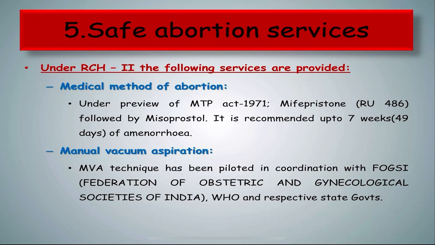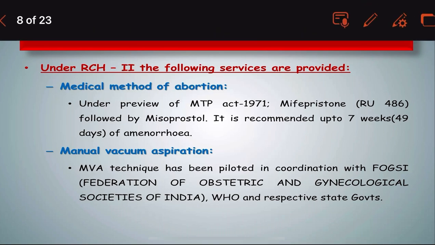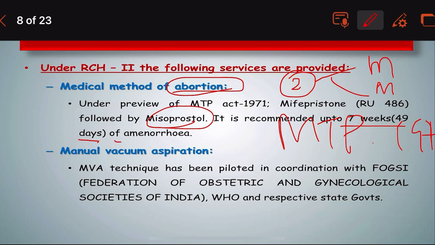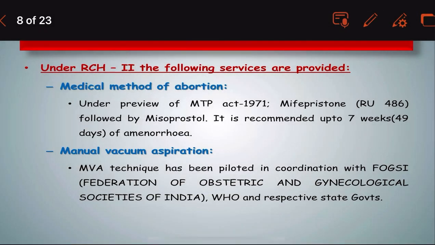We know that RCH phase 2 has the medical method of abortion, wherein the termination of the pregnancies will be done with the help of two drugs, mifepristone followed by misoprostol. Under the Medical Termination of Pregnancy Act of 1971, we administer mifepristone and misoprostol. It is recommended up to 7 weeks of pregnancy, 49 days of amenorrhea. Don't forget, this method is recommended only up to 7 weeks of pregnancy.